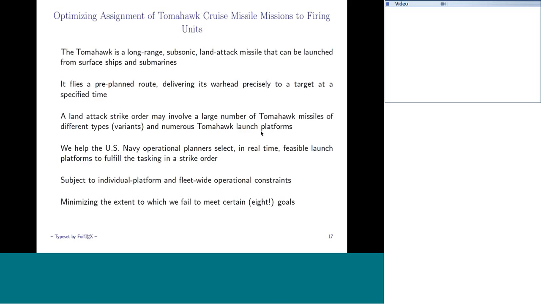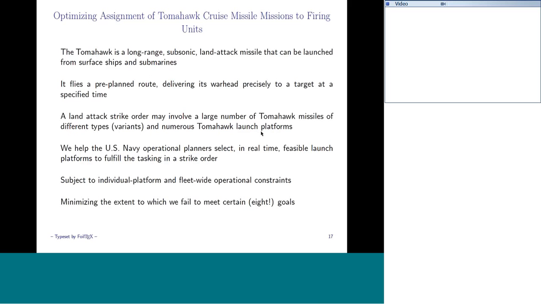And so the Tomahawk is a long-range subsonic land attack missile. It can be launched from both of these platforms. It flies a pre-planned route, so it's a smart missile. You can program it to go where you want it to go, and it can hit a target very precisely at a specified time. So a land attack strike order may involve quite a few Tomahawk missiles of different types.